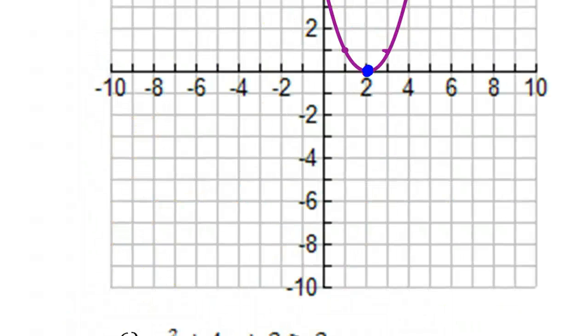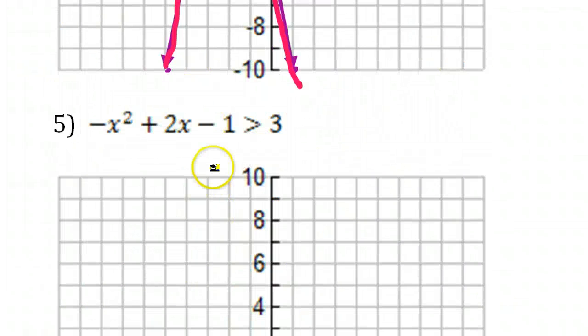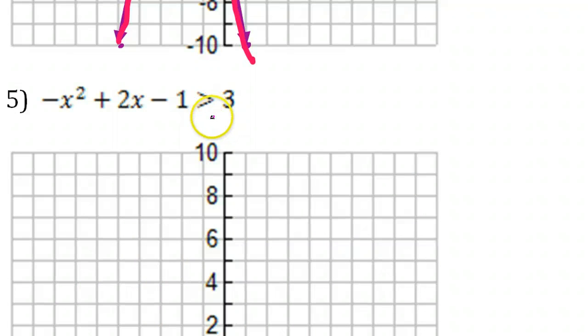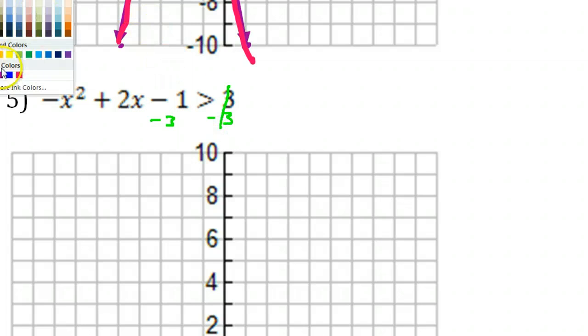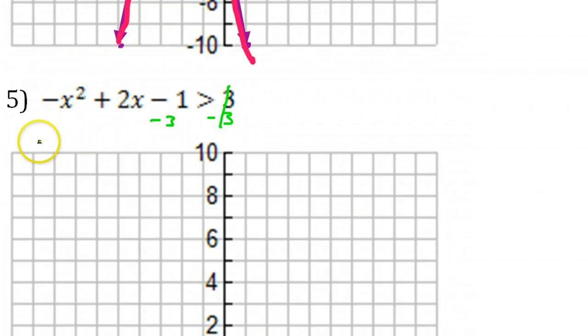Okay, how about number 5? First thing we need to do is subtract 3 from both sides so we can see what we really have. So that's going to give me negative x squared plus 2x minus 4 is greater than 0.